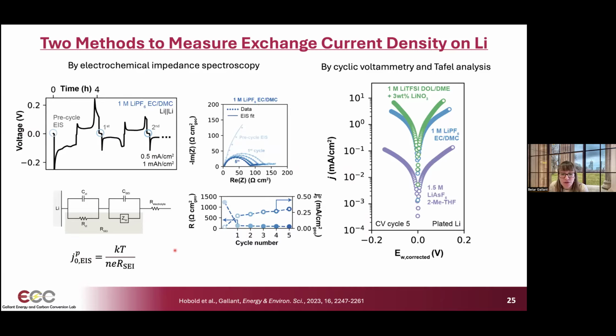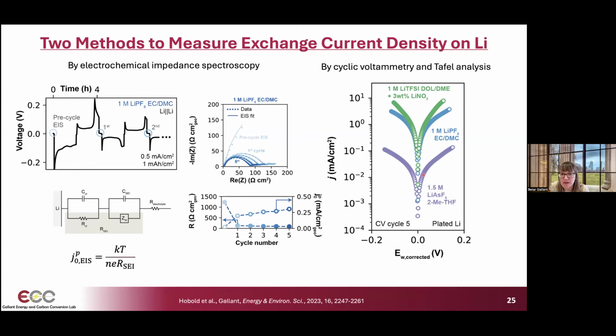And both of these involve cycling lithium to expose a fresh surface, so we get rid of any pre-passivated layers, and then we probe the exchange current modulated by the SEI that reforms. So one of these methods is based off of cycling with periodic electrochemical impedance. We do a fitting to the measured results as shown here, and then we can extract an estimate of the exchange current as shown here.